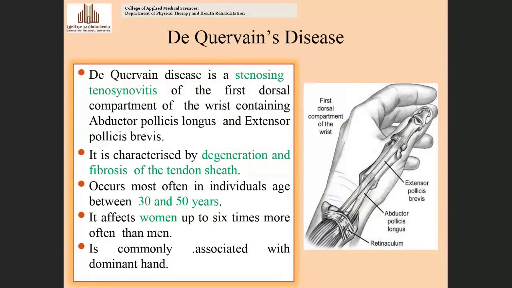Next to carpal tunnel syndrome, the most common problem which occurs in the hand region is de Quervain's disease. De Quervain's disease is a stenosing tenosynovitis of the first dorsal compartment of the wrist, which contains two very important muscles, abductor pollicis longus and extensor pollicis brevis.